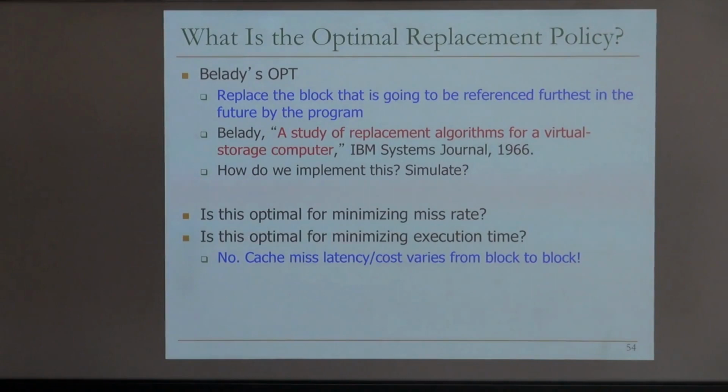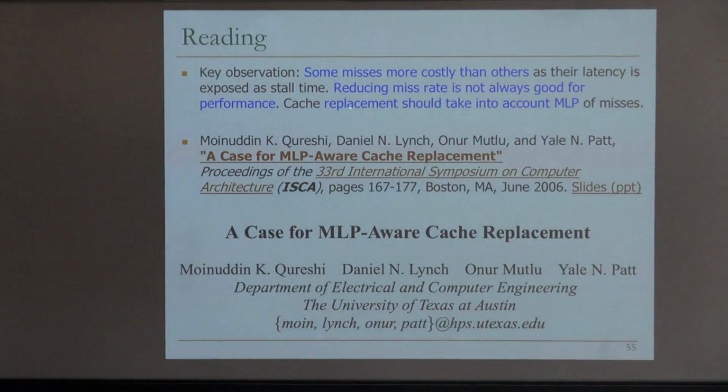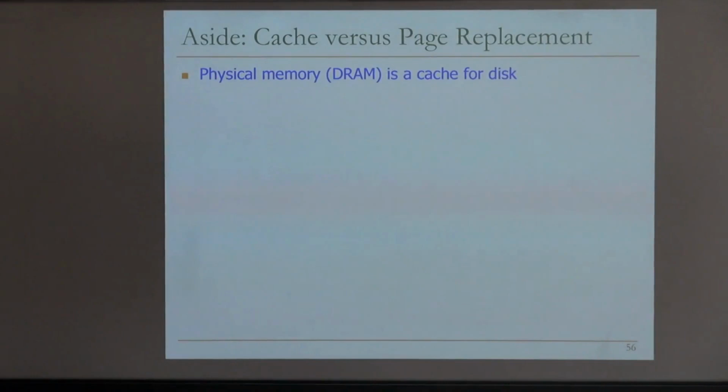And there are many reasons for this, because there are remote versus local caches. There's miss overlapping. And this paper talks about one example of this, miss overlapping. So this is something that we will recommend. So basically, the key observation is that some misses are more costly than others, as their latency is exposed as stall time. Reducing the miss rate is not always good for performance. Cache replacement should take into account the memory level parallelism of misses.